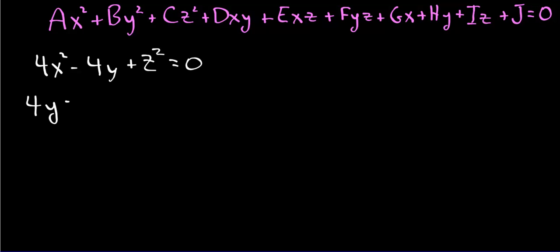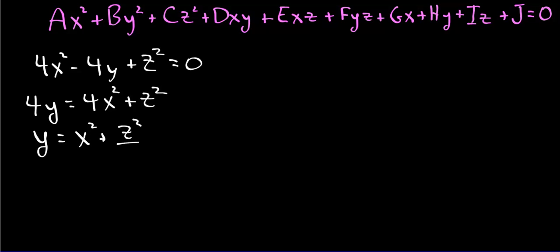So I have 4y, just move that to the other side. I get 4x squared plus z squared. See? Now divide through by 4 and look at this. We've got x squared plus z squared over 4. That is an elliptic paraboloid. We recognize that right away because it's of that form. We have y equals x squared plus z squared, and there's a constant involved in 1x squared plus 1/4 z squared. Now we recognize, okay, this is an elliptic paraboloid.